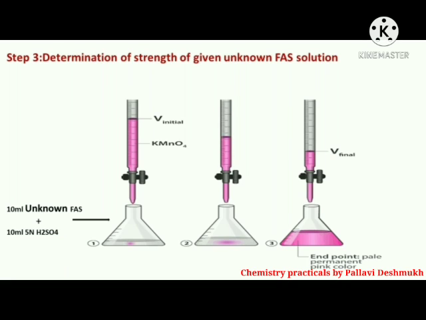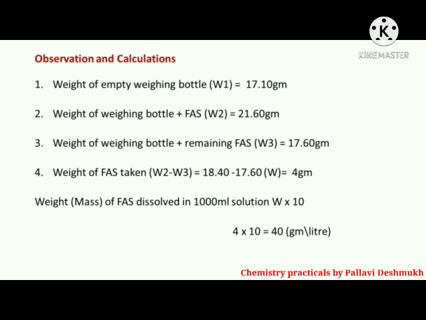This step is for the determination of strength of the given unknown ferrous ammonium sulfate solution. For that, pipette out 10 ml of unknown ferrous ammonium sulfate solution into the conical flask and add 10 ml of 5 normal H2SO4 solution. Now run the KMnO4 from the burette slowly and shake the flask. Continue the addition of KMnO4 solution until a light pink color just appears and persists for about 30 seconds. Now note down the volume of KMnO4 required as an endpoint. Repeat the titration till 3 constant readings are obtained.